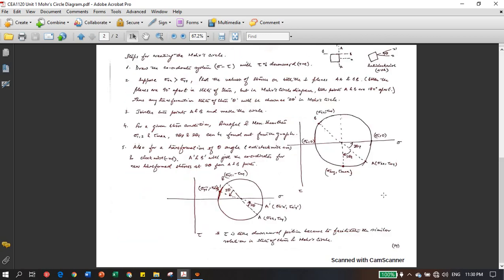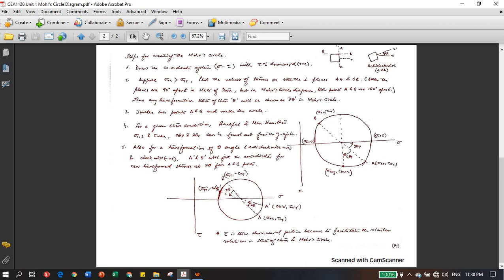Let's go further. These are the steps that I have already given, that you can go through and calculate. I have taken positive tau downwards, because I have taken transformation anti-clockwise as positive. So for doing the same thing here, I have taken tau in this direction. This is your A, the original state of stress, and then the transformation at 2 theta.